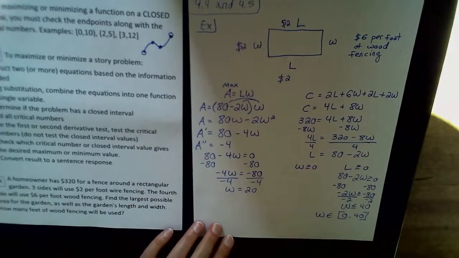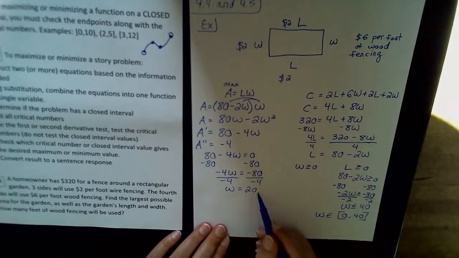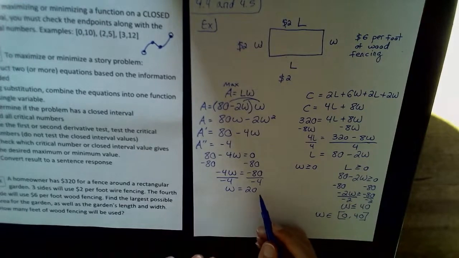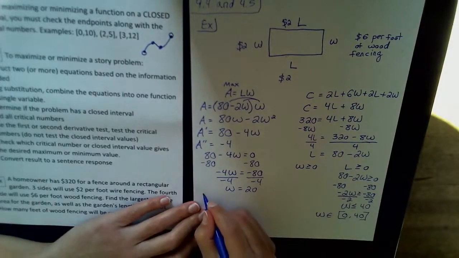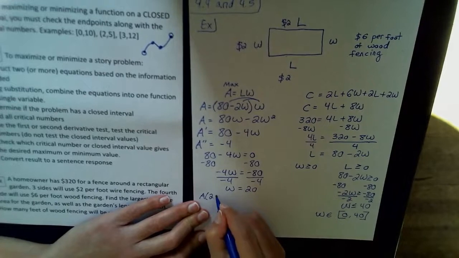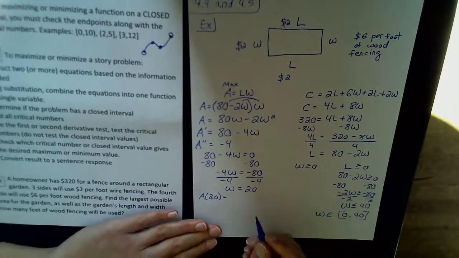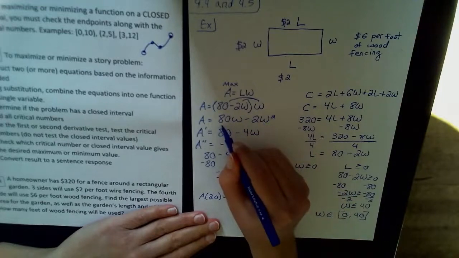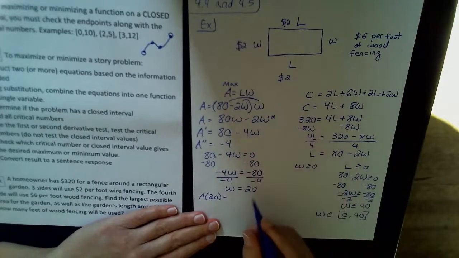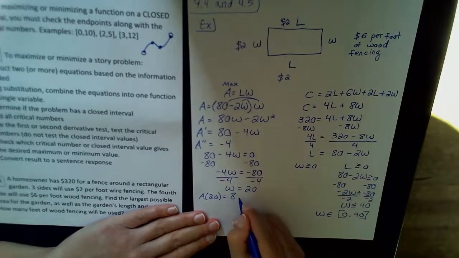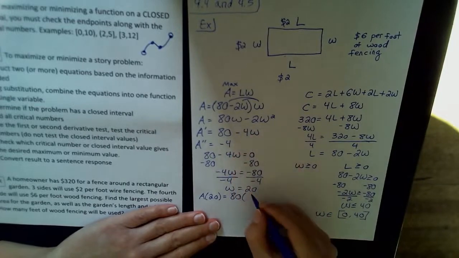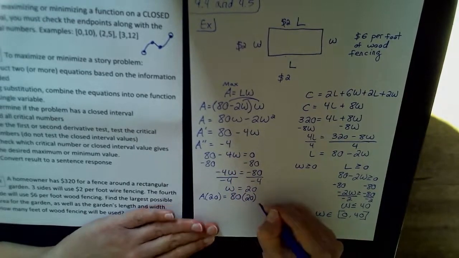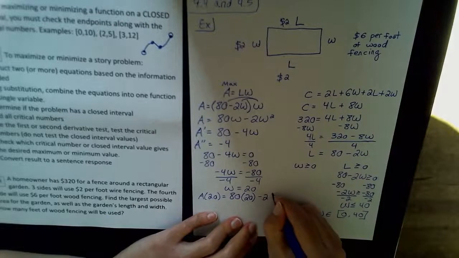We now need to check if this is a critical number, as right now it's just a partition number. So we check A of 20, meaning we plug it back into the original function. Our original function was 80W minus 2W squared, so we get 80 times 20 minus 2 times 20 squared.